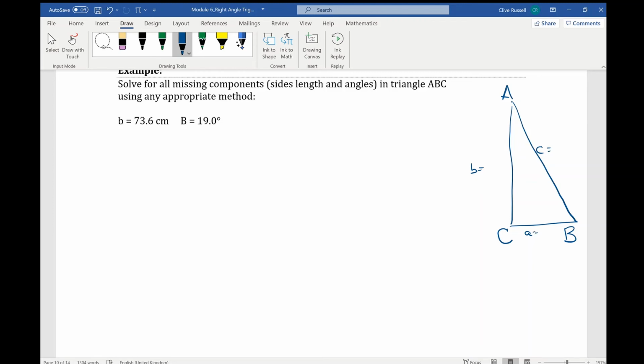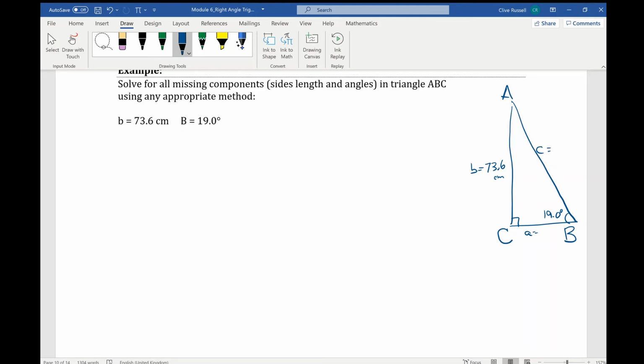Now what are we given? This is 90 degrees at the C. It says that B is 73.6. So I label that 73.6, and that's centimeters. We know that angle B is 19.0 degrees. So we know that, right?